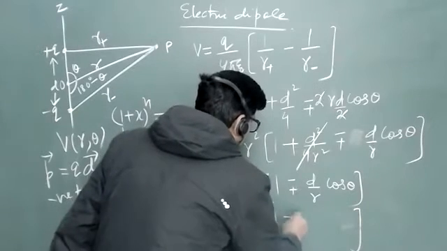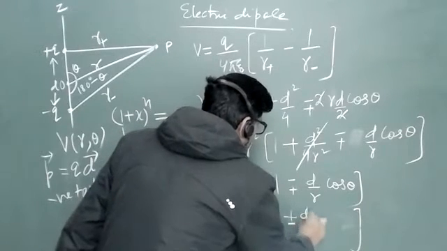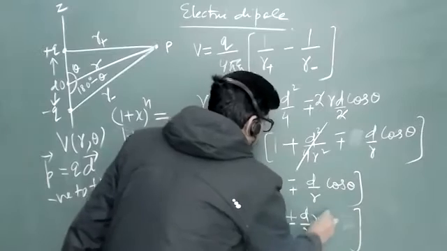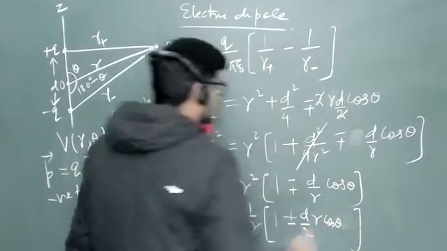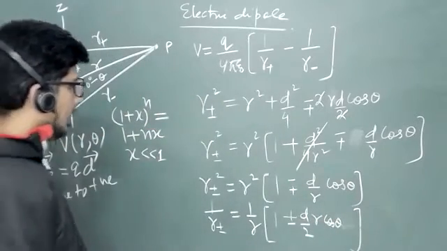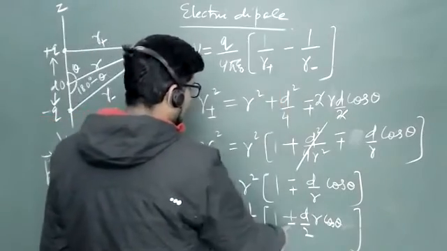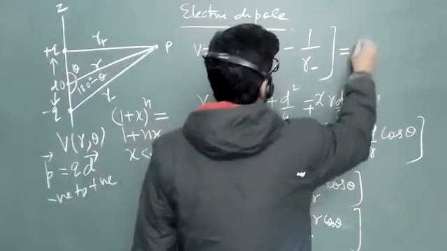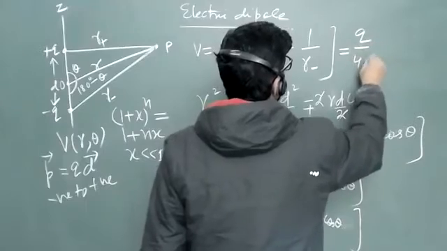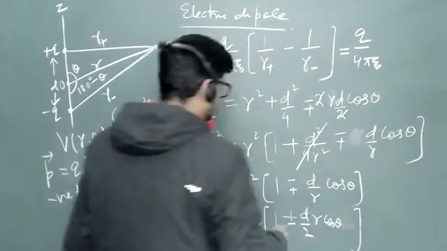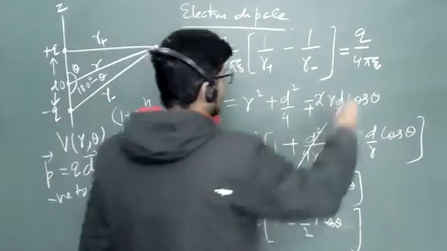1 plus minus d by 2r cos theta. देखो आ रहा है? Okay. और जब यहाँ पे तुम subtract करोगे तो it will become q by 4 pi epsilon naught. ऊपर क्या आ जाएगा? q d.